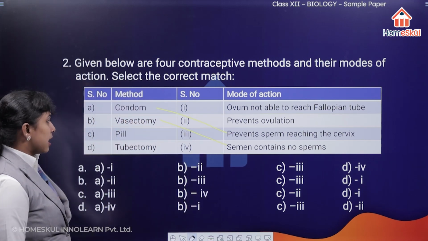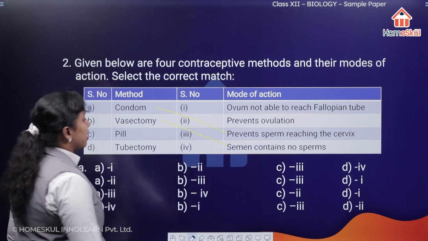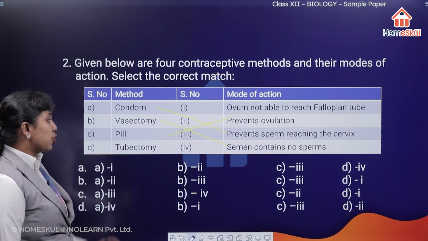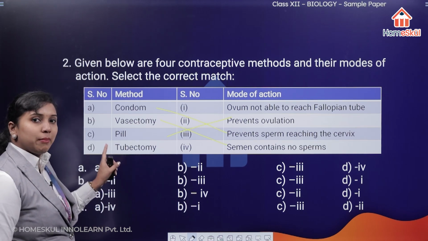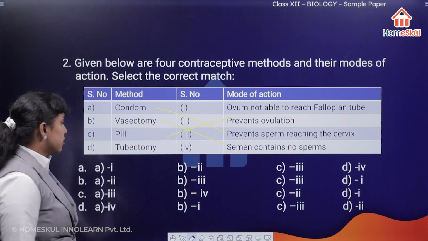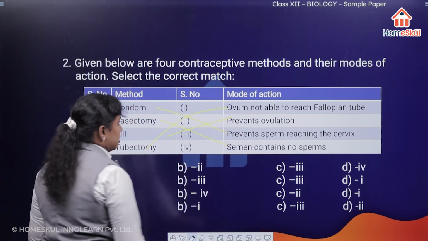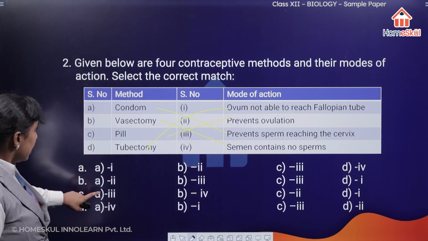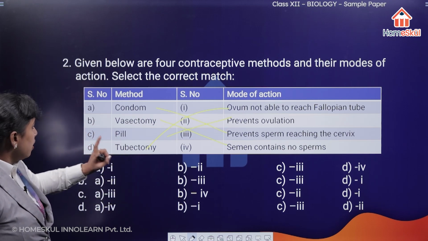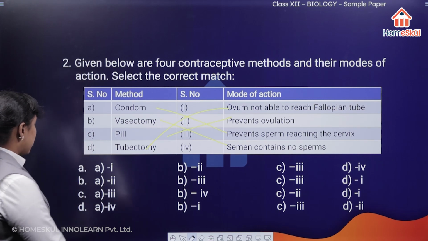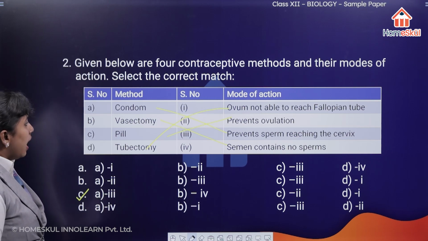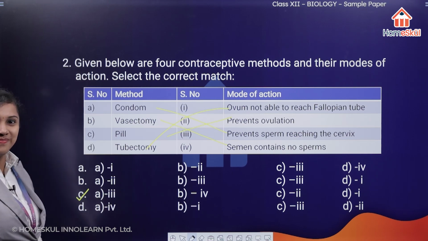Then C, pill. Pills basically prevent ovulation, so C will go with 2. Then D, tubectomy, a surgical method used in females, where the ovum will not be able to reach the fallopian tube, so D will go with 1. So, the right option is A 3, B 4, C 2 and D 1. The right option is option C.